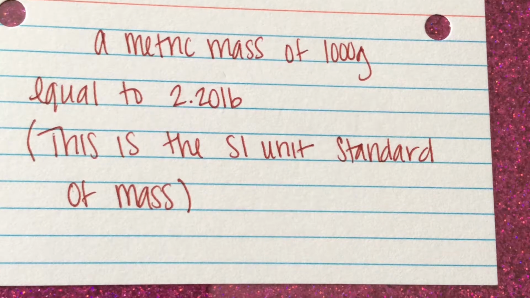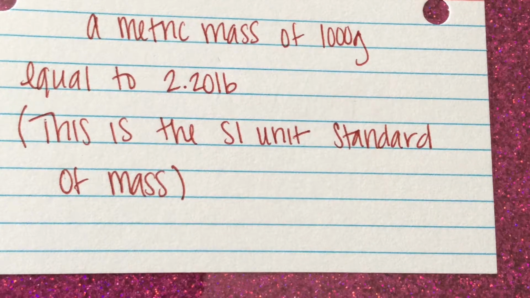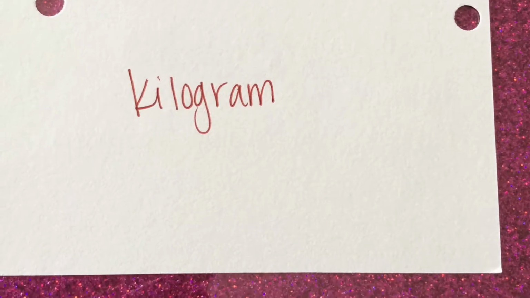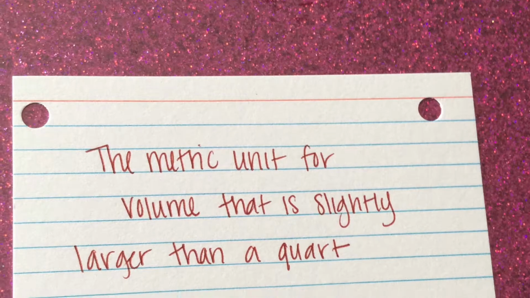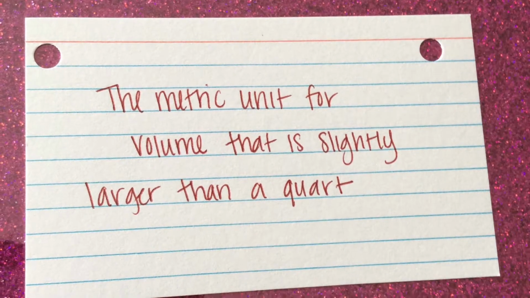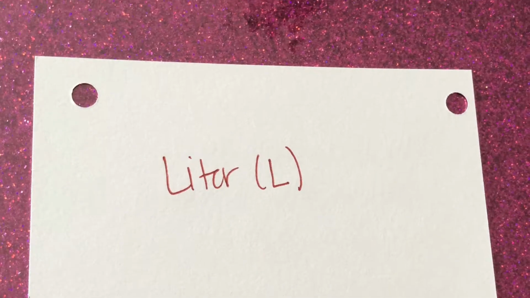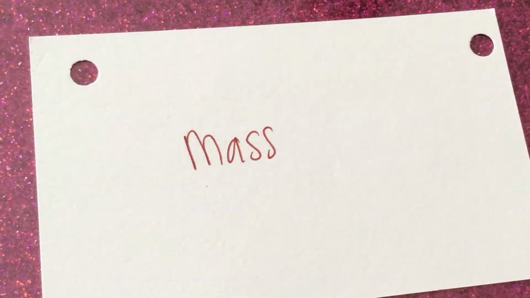A metric mass of 1,000 grams equal to 2.2 pounds. This is the SI standard unit of mass. Kilogram. The metric unit for volume that is slightly larger than a quart. Liter. A measure of the quantity of material in an object. Mass.